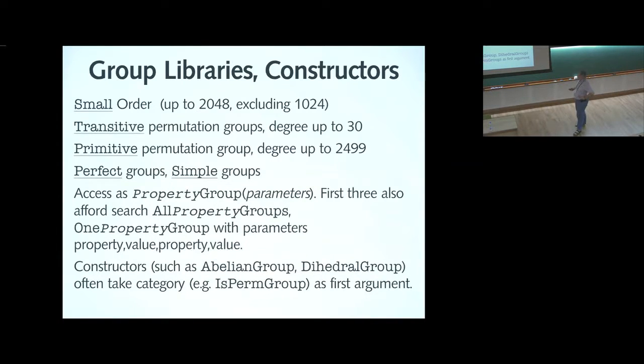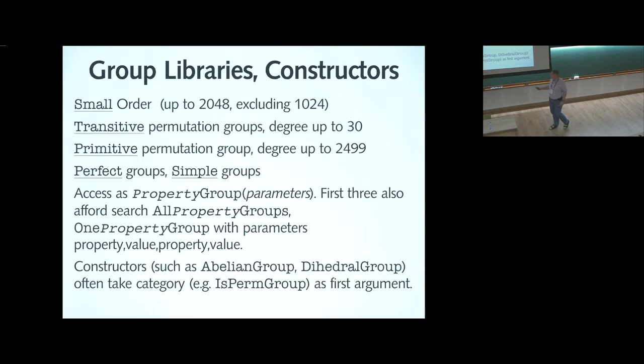There are also functions which search through groups, say all small groups or one small group, and they get multiple parameters which are given in pairs. You can give arbitrarily many pairs, it's always property and the value you want for the property. So all small groups, size 64, with, well, abelian invariants, I don't know, 2, 2, 2, and so forth, and you can give these parameters.